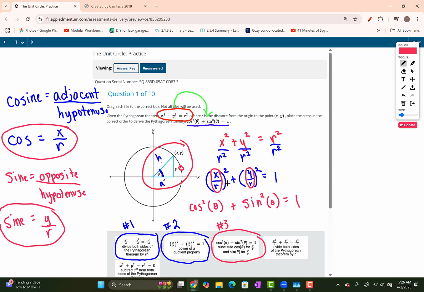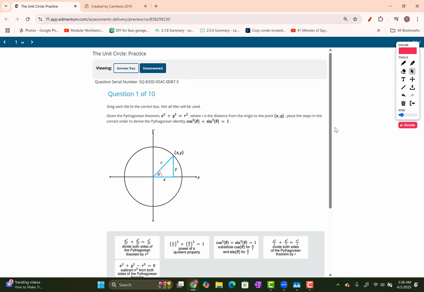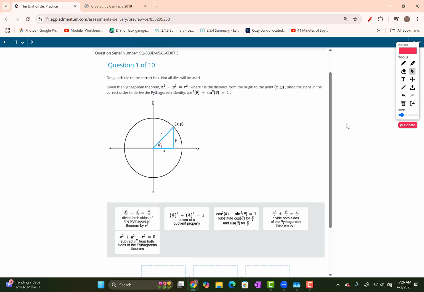A couple things to point out why the other steps wouldn't be used. This step right here doesn't really help us because if we divide r squared by r, we're not left with 1, which really is our ultimate goal. So that step would not help. Plus, if you have x squared divided by r, we can't simplify that to cosine because we have different exponents. And then same thing here. Notice they're subtracting r squared to the other side and equaling it to 0. We want it to equal 1 because they want that specific Pythagorean identity for this problem.